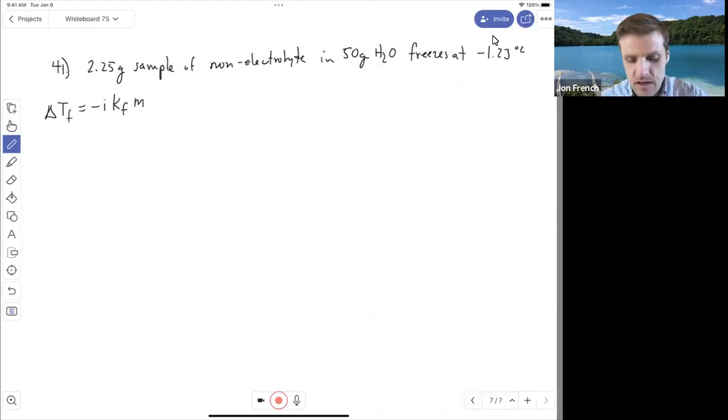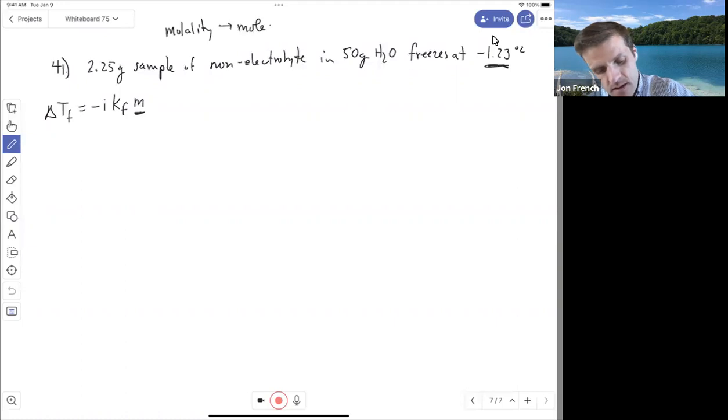So this is going to be a little bit backwards from the problems we did in class, because in this case, we already know our change in freezing point. So we're going to work backwards to find molality in this case. And then once we find molality, we can convert that to moles. And then we can convert that to molar mass because we know the mass of the solute that we added.